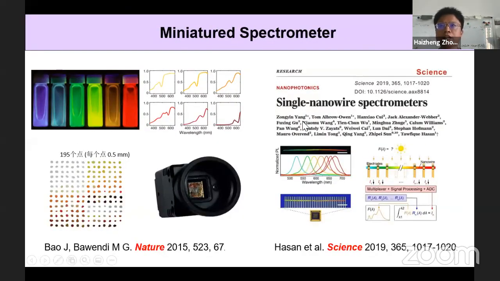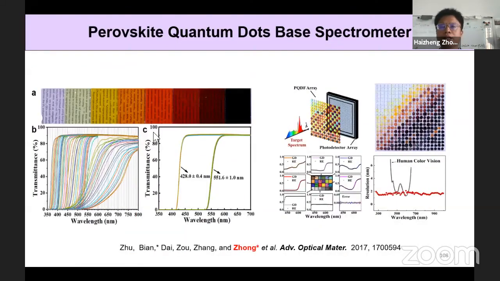And there is another way to apply PeLEDs in miniaturized spectrometers. By using non-emissive perovskite QDs as color filters, we can demonstrate a CCD spectrometer with a high resolution approaching 2 nanometers. And this is almost approaching the human eye.